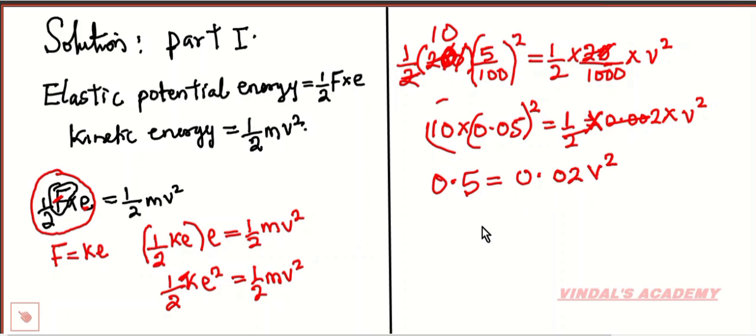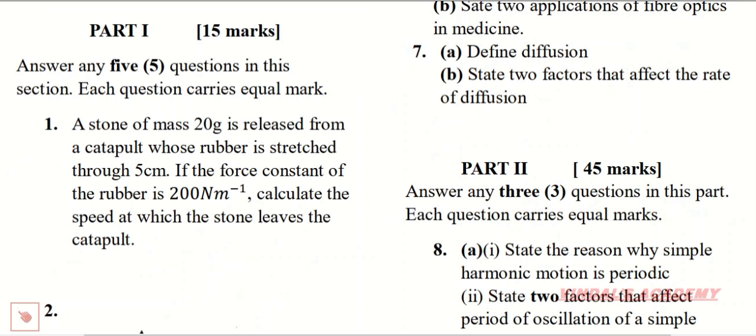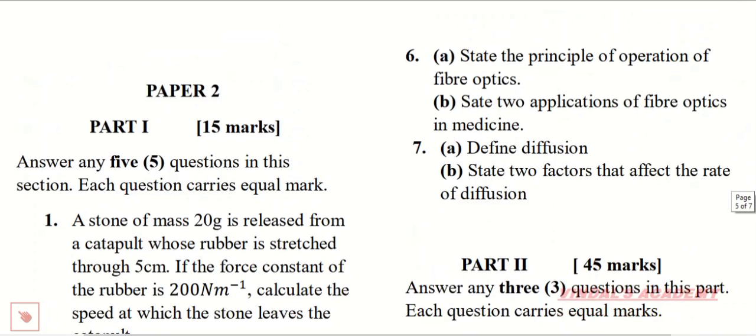Everything here is going to be given as 0.02 v squared. So v is going to be 0.5 divided by 0.02, and then the square root of everything there, sorry, struggling with my pen, but don't worry, I will get used to it, meters per second. So this is the question for number 1. The answer is 5 meters per second. All right, so let's go to number 2.